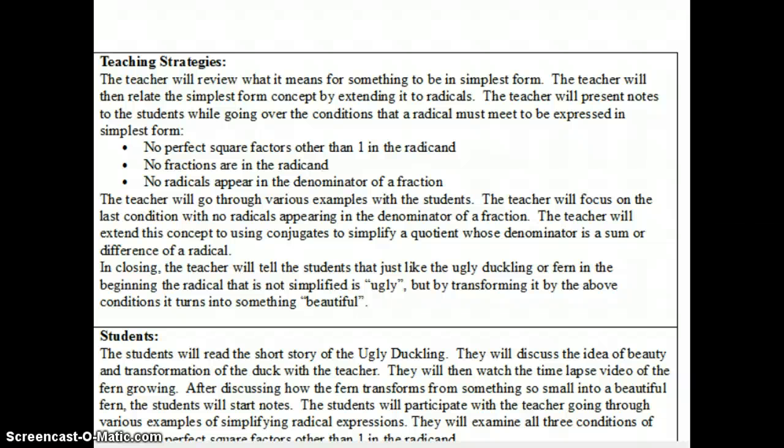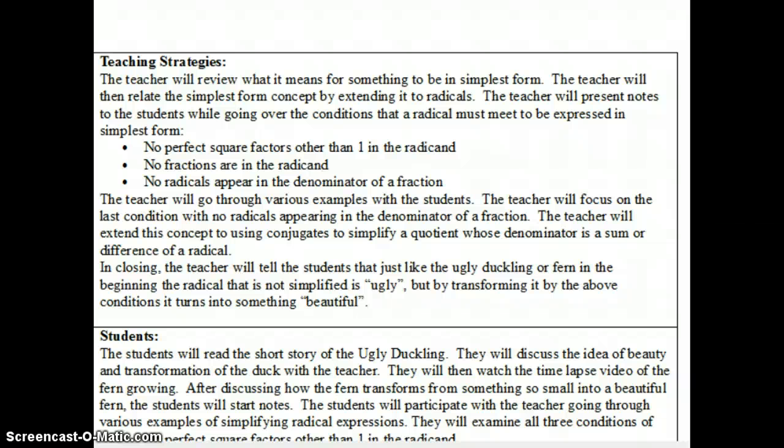I, the teacher, will present the notes for students while going over the condition that a radical must be expressed in simplest form. It must meet 3 criteria. No perfect square factors other than 1 in the radicand, no fractions in the radicand, and most importantly, no radicals appear in the denominator of a fraction. The teacher will go through various examples with the students. I will focus on the last condition, no radicals appearing in the denominator of a fraction.